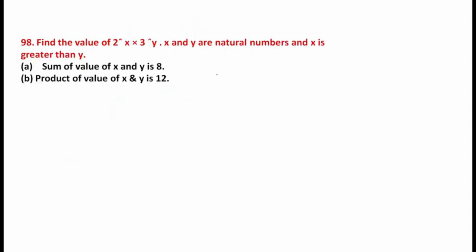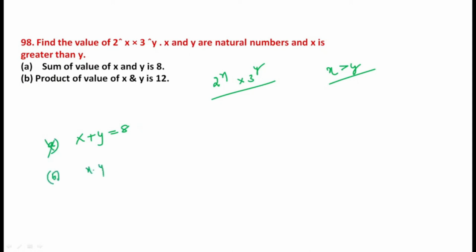Next, find the value of 2 power x into 3 power y. And x and y are natural numbers, x is greater than y. That is the condition. Now the first one, sum of values of x plus y is equal to a. For a individually, we are not getting any answer. For b individually, product of values of x into y is equal to 12. For b individually also, we never get any answer. Now, guys, if you take them together, you can get the x and y value.